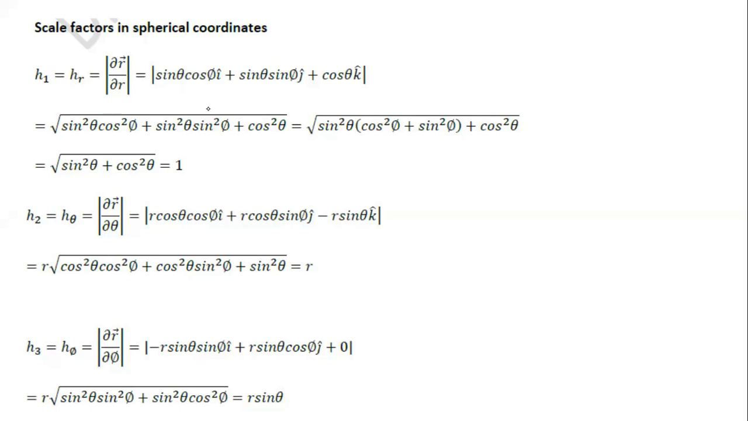So if you follow this calculation, I think this is just trigonometry. You are taking a common factor here, and sine square plus cosine square is 1. Then you will find that your first scale factor hr is 1. The second scale factor h theta is r. The third scale factor h phi is r sine theta. Okay.